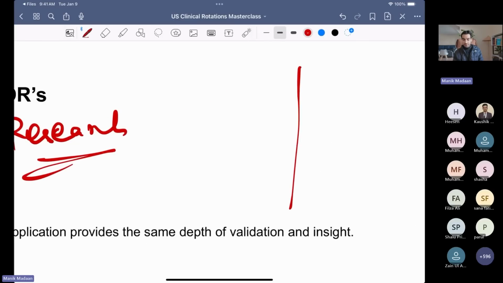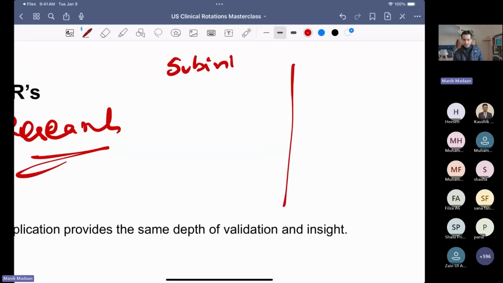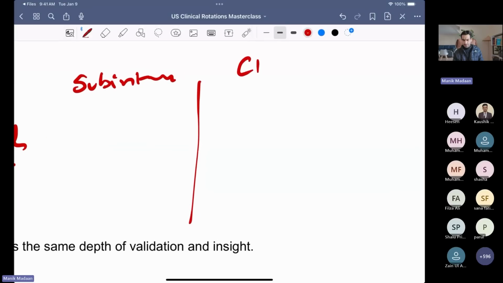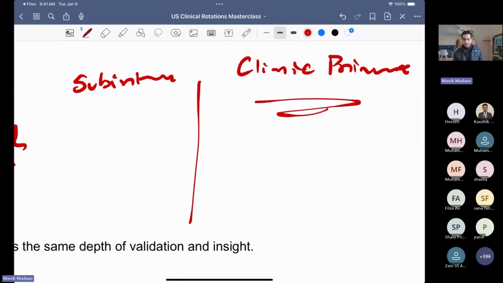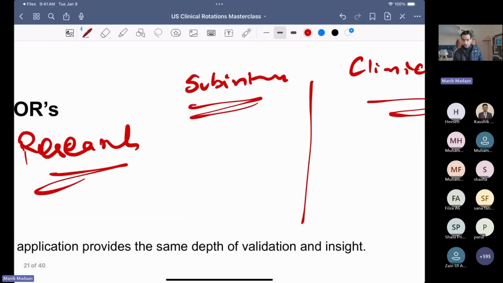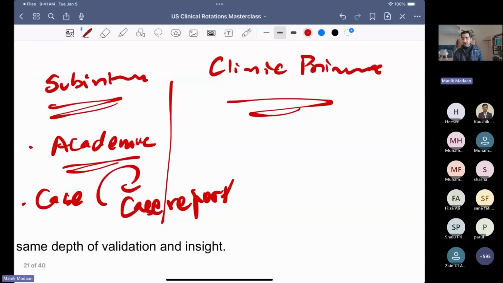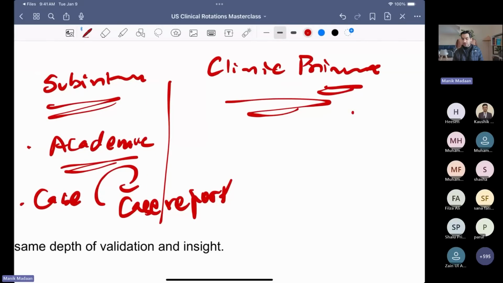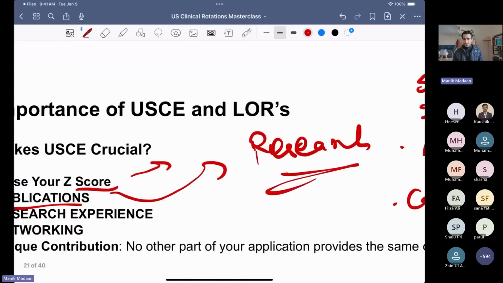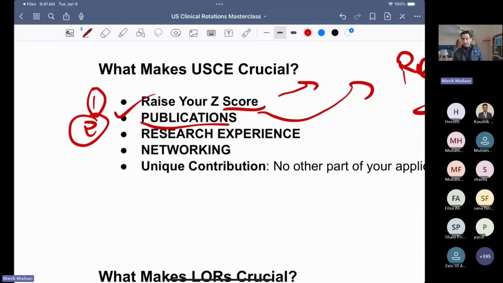Let's say you go to a sub-internship in a big institution versus you go to a clinic from a private company, right? In a sub-internship, you will have somebody who is in the academic background more often than not. If you have an interesting case, they're going to teach you how to do the case report, right? They're going to guide you. In a clinical rotation from a private company, this will never happen. And guess what? Publications matter, right?